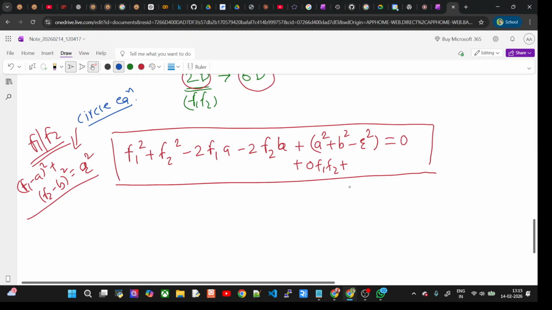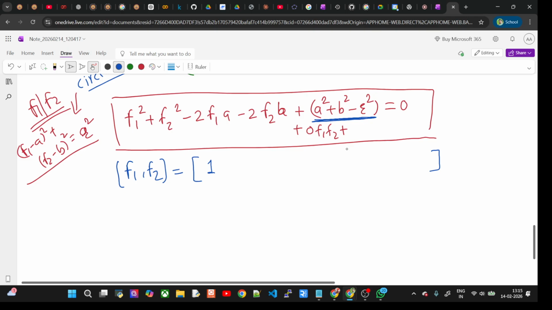Okay, so here we understood that for f1 and f2, we just got this equation. Now I will try to write this big equation in vector format. Firstly, I will write the coefficient that comes with the constant, which is a square plus b square minus r square. The coefficient is 1, because 1 into a square plus b square minus r square will be the same.